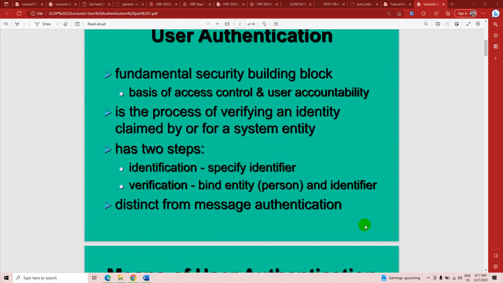So in this lecture we are going to see the basics of authentication and types of authentication, and also we are going to discuss some authentication algorithms. So user authentication is a fundamental security building block, and it's a basis of access control and user accountability. It's a process of verifying identity claimed by or for a system entity. So any user who has to access any resource has to be authenticated.